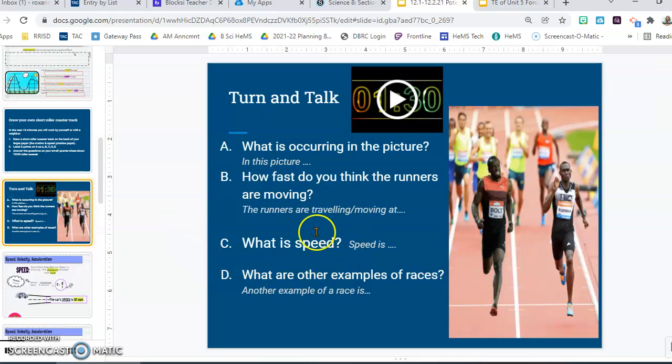What is speed? So we're going to talk about what is speed. Okay, yep. All right, those are some good ideas, but let's keep looking. And what are other examples of races? Okay, oh yeah, you said cars. You said bowling balls. You said, all right, animals running, horse races. Very good. All right, so let's look at this.